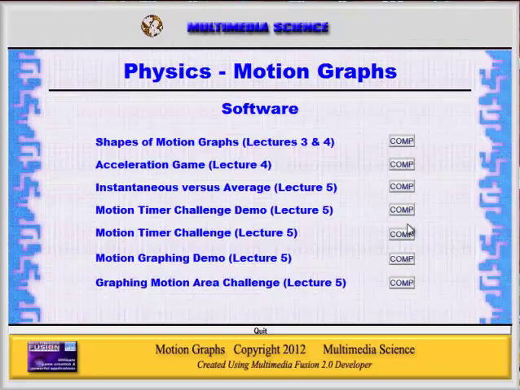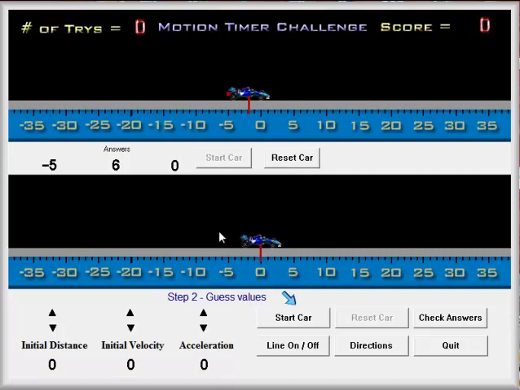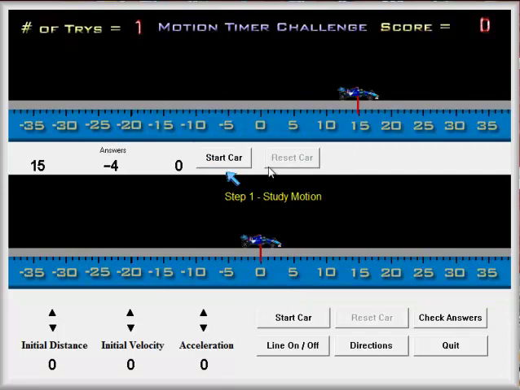So that was the demo, and you notice that was very easy. There are 5 problems that will lead the students into more and more complicated situations. And the real challenge comes here. You can see we start our car, and now it looks like we've got an easy one. Looks like about 6. Wrong. Whoops, I guess it's not quite 6. It was a little bit less than 6. So I've got to start the car, and you can see I got that one wrong.